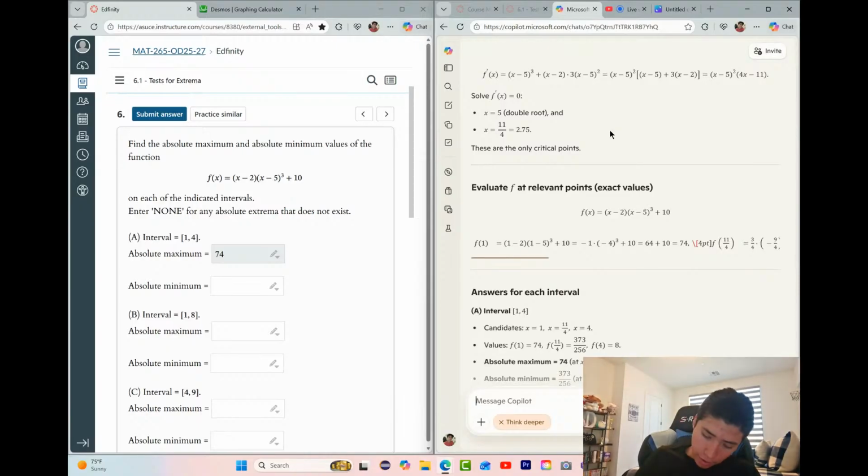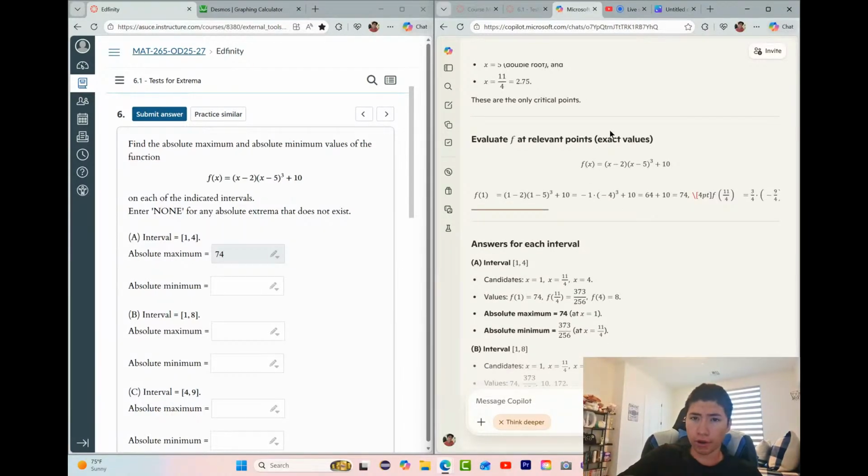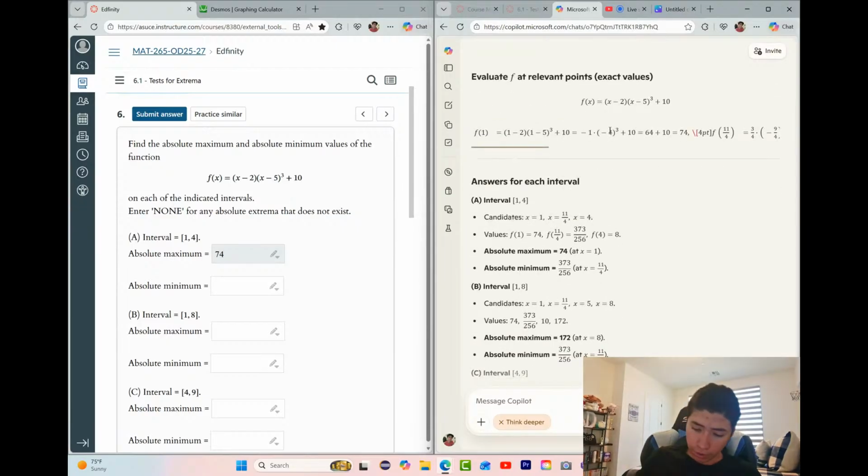And then solving for f prime of x equals 0. Well, let's see. X is going to equal 5 or 11 fourths, a double root. Yeah. Oh, awesome. Yeah, 11 fourths. Sorry, that's what I meant. Right. And that's actually what I wrote. These are the only critical points. Perfect. And then, so we have, so evaluate at 1, at 4, at 5, and then at 11 over 4.